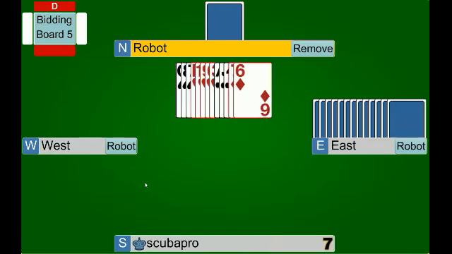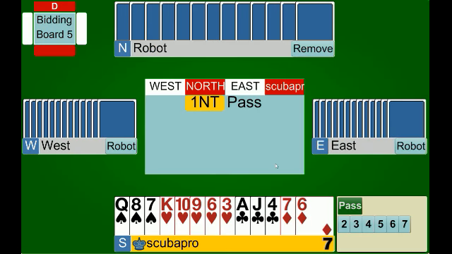Now let's take a look at some transfers involving the heart suit. Remember, we start with the suit directly below our major, right? We have 5 hearts, so we bid 2 diamonds. Partner accepts the transfer. What's next?